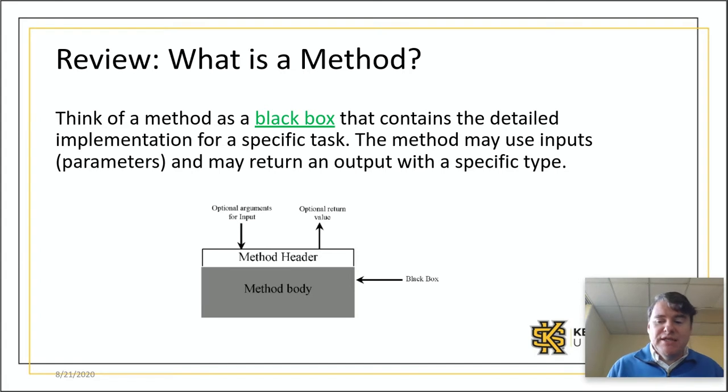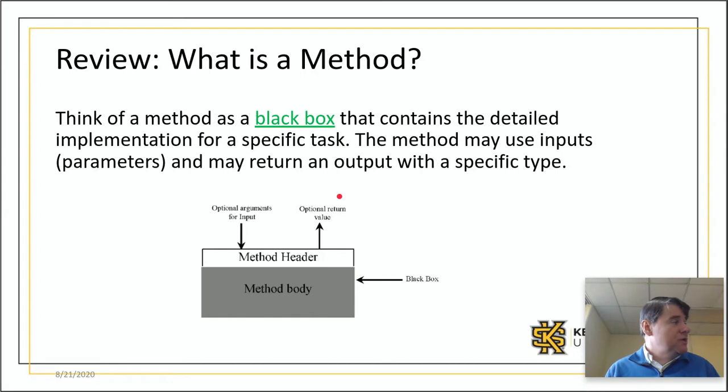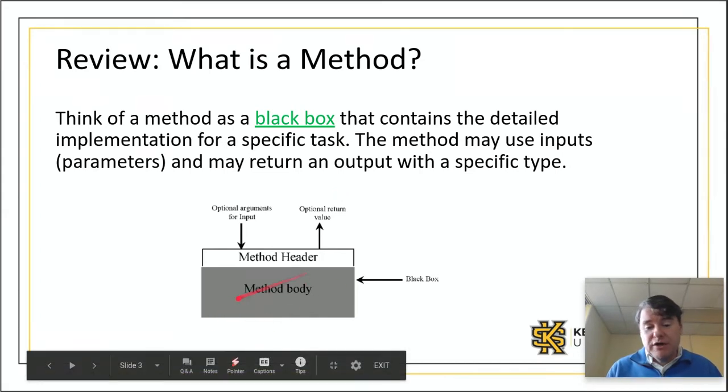So I always need you to think of a method as kind of like a black box, right? It takes in some inputs. It may have some return values. And then the work of what it's doing is inside of there, the code that does whatever the method body is supposed to do.